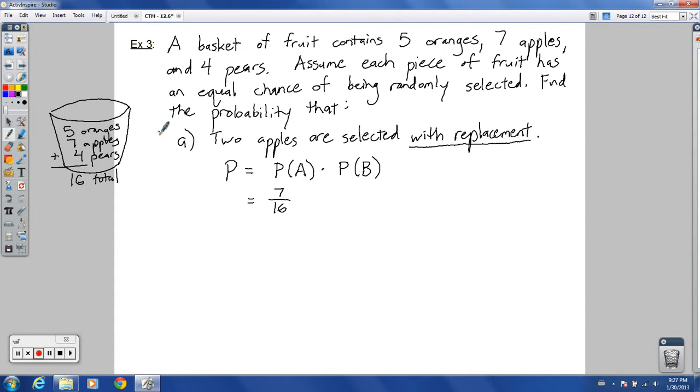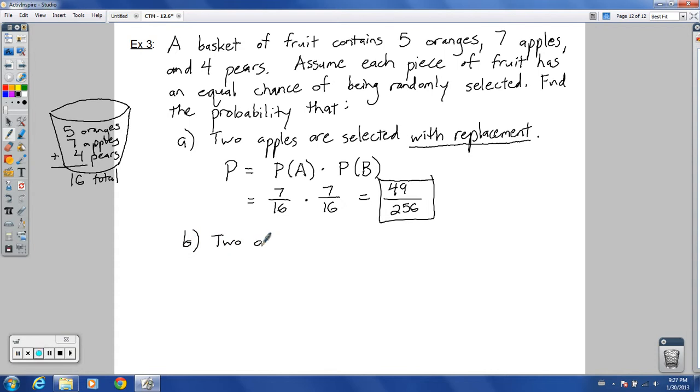So you took it out. Now you have 15 total pieces in here, but then you put it back in. So now you have 16 again. So 7 of those are still apples. So you're going to have this times the same thing, 7 out of 16. You can multiply straight across. 7 times 7 is 49. 16 times 16 is 256. And a fractional answer is just fine. That's probably the best way to list your answer right now, unless they tell you to give a decimal or a percent. Now let's change it up a little bit here.